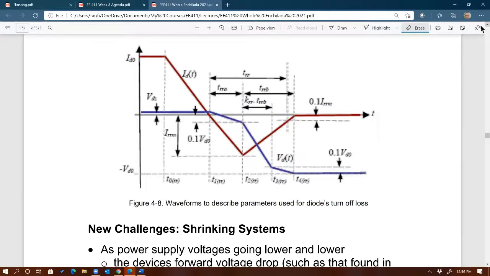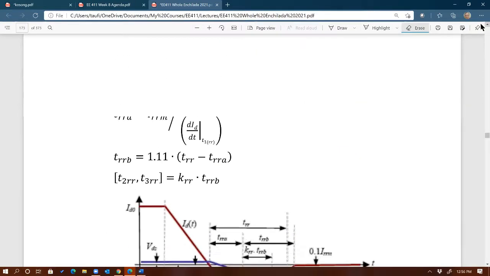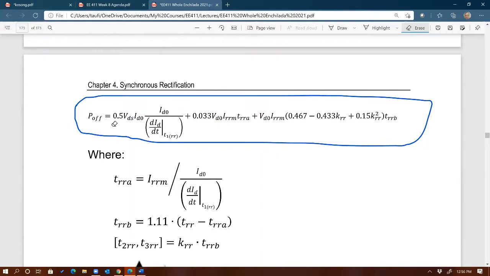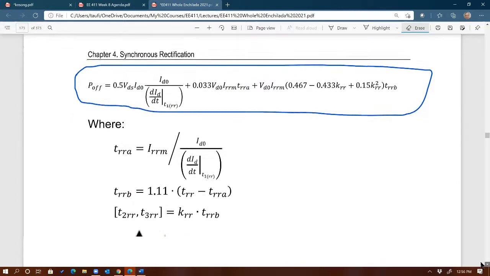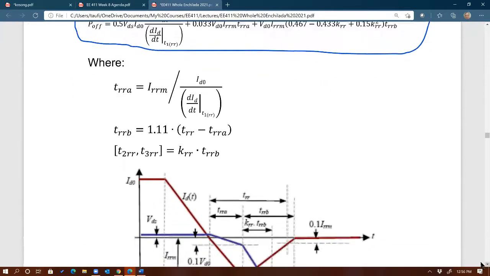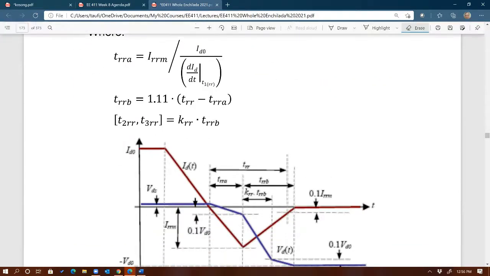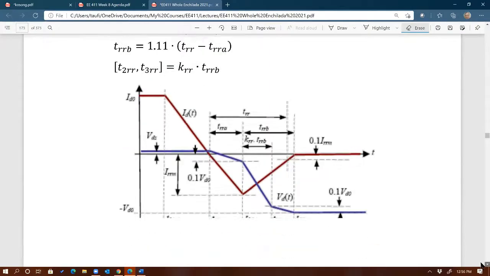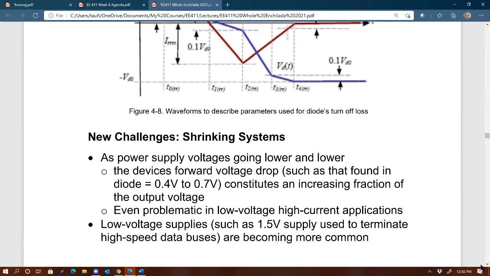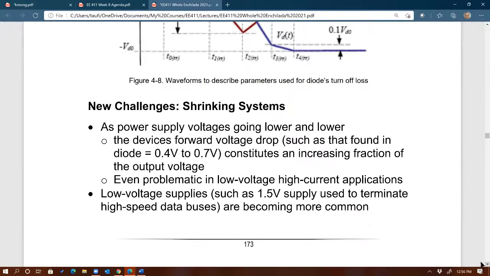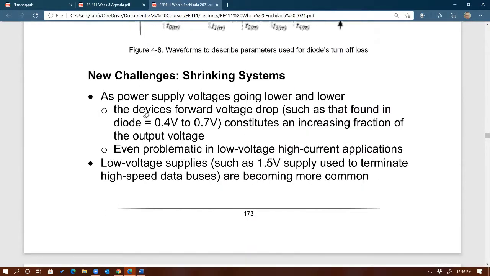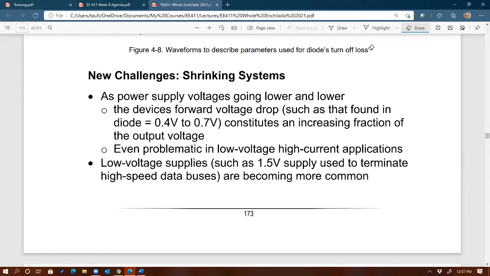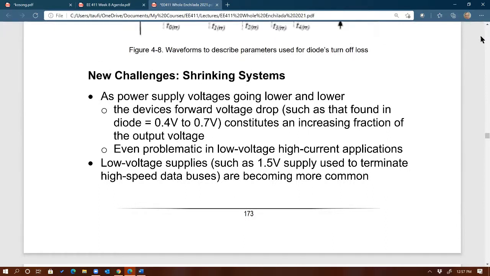But that's basically it for turn-off loss. Very long equation, multiple parameters you have to measure from the waveforms that you captured through the scope, and then plug those values into the equation, and that will be it. I mean, it sounds like it's not that bad, but trust me, it's bad. Okay, any questions on those? So now we're done with the different equations to calculate losses on diodes. Any questions?